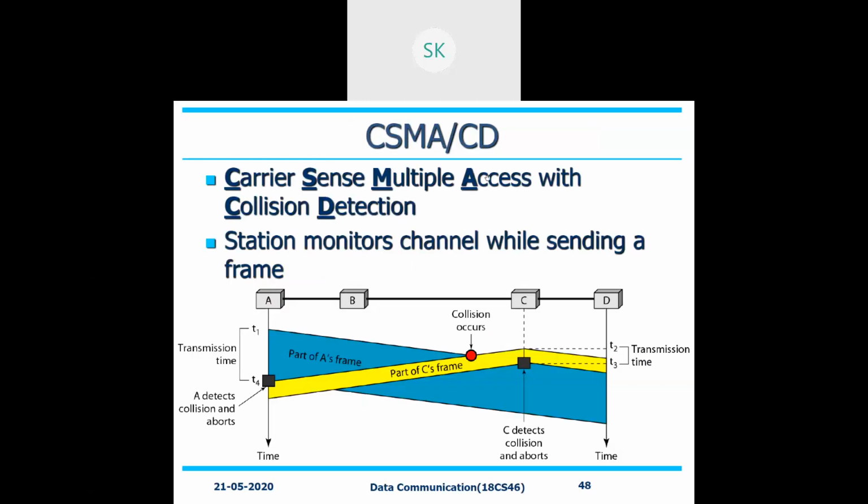CSMA/CD is nothing but carrier sense multiple access with collision detection. That is what CD is all about. How is this done? I will try to continue.